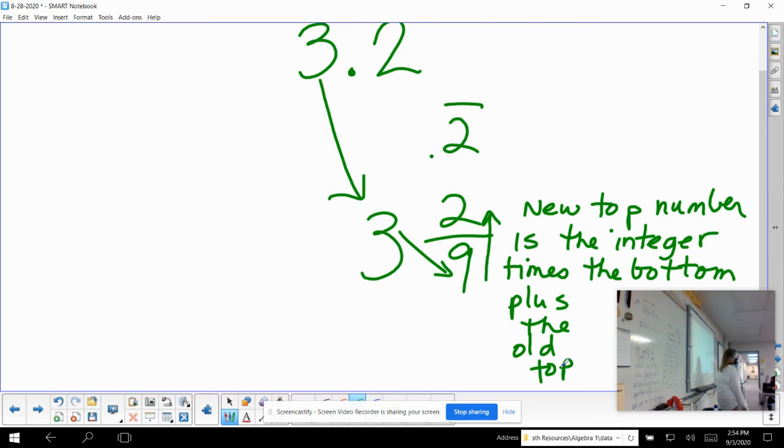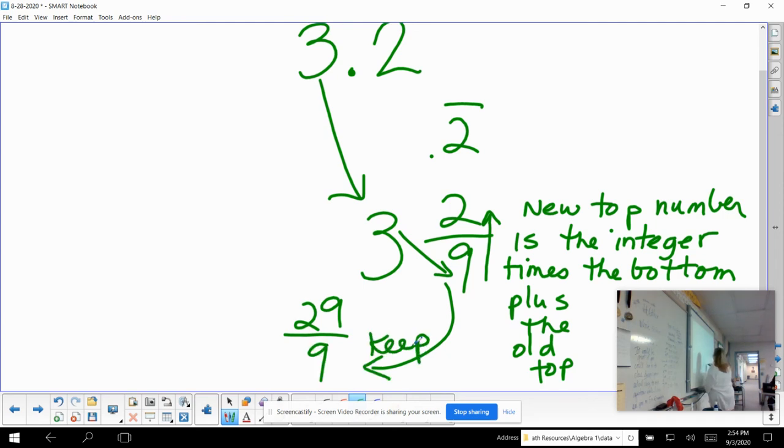So 3 times 9 plus 2, raise your hand if you know. Because you're a fast thinker, and if you say it, their brain will just pause. So who knows? You'll raise your hand, I'll know that you probably know. So who agrees with 29? 3 times 9 is 27 plus 2, 29. So that's our new top number. And then just keep the bottom number.